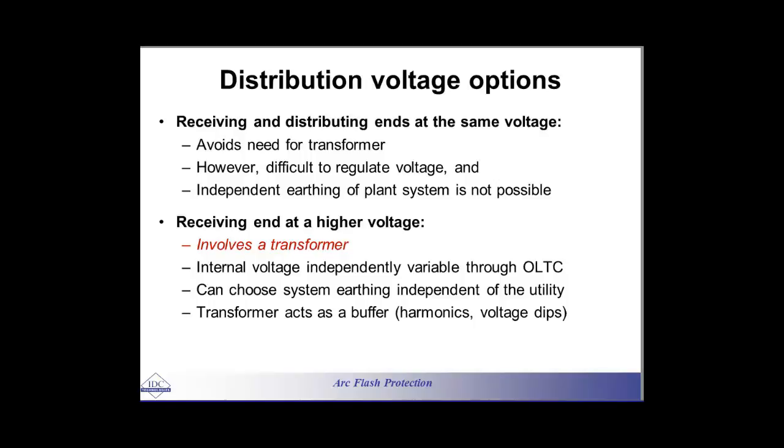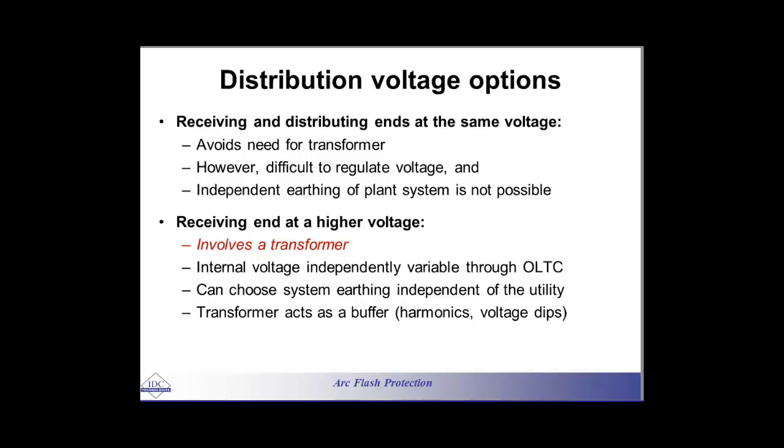At the same time, if you would like to apply a particular earthing system, which is normally applied at the neutral point of the transformer, you would not be able to do that because there is no transformer. So no independent earthing for the plant would be possible. Therefore, it is not good to have the receiving and distributing ends at the same voltage. We need the receiving end to have higher voltages, so we need two different voltages, and therefore a transformer.